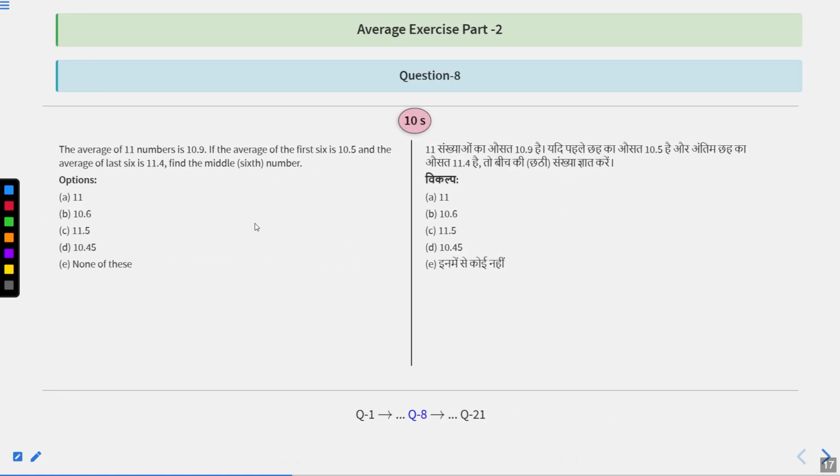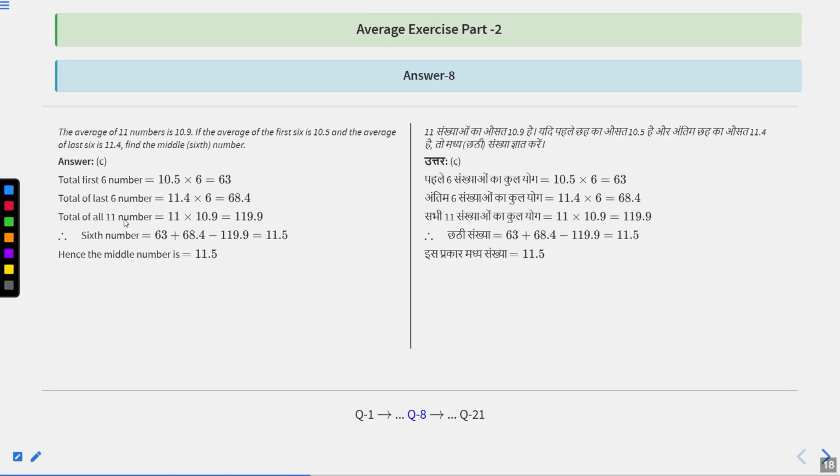Next one. The average of 11 numbers is 10.9. If the average of the first 6 is 10.5 and the average of the last 6 is 11.4, find the middle number, or sixth number. You have 5 options and 10 seconds to analyze the question. Your time starts now. Now time's up. Let's see the solution.